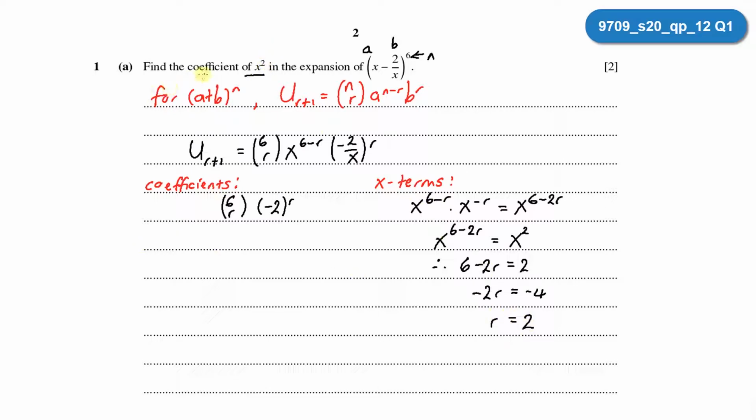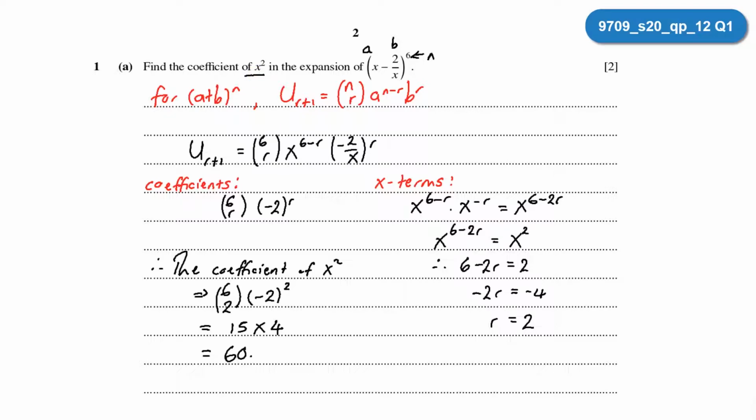So therefore, the coefficient of x squared should come out as, using this expression, 6 choose 2 and minus 2 to the power of r, which is 2. Now we know that 6 choose 2 is 15, and minus 2 to the power of 2, that's 4. So we get the answer coming out as 60. So that's what we get there for the coefficient of x squared.